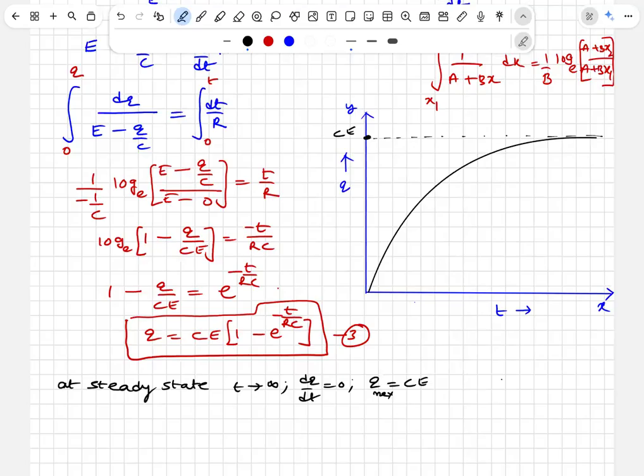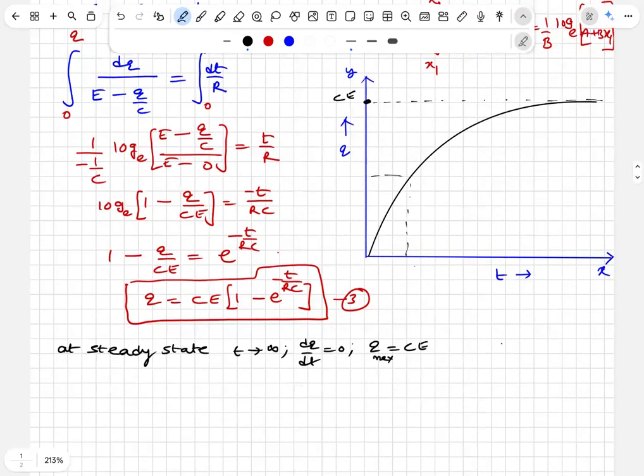Okay, there is a special time. What is that special time? At the time t is equal to RC. This term RC, wherever it comes, we will call it tau. There is a special name for this, which is called the time constant, because RC has the dimensions of time and it's a constant. So it is called the time constant.